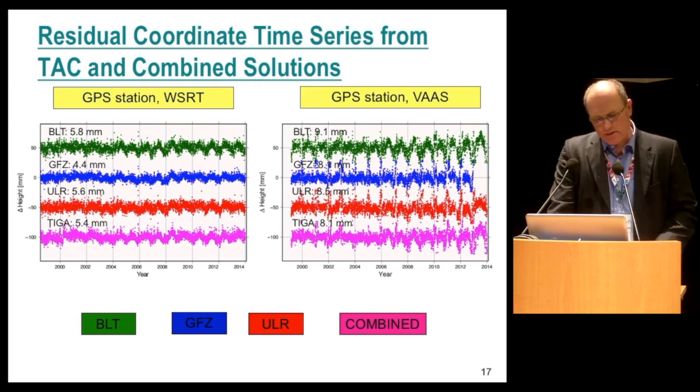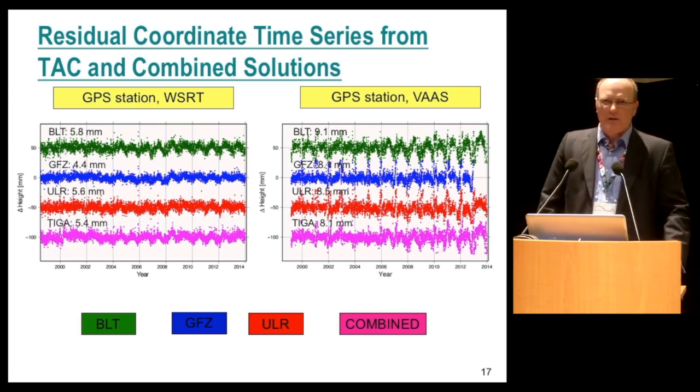I'd like to point out that the GFZ solution here, being based on the EPOS software, is a PPP solution, whereas BLT and ULR are both double difference, one with Bernese and one with GAMIT. So we have the main scientific softwares represented here on an equal playing field.